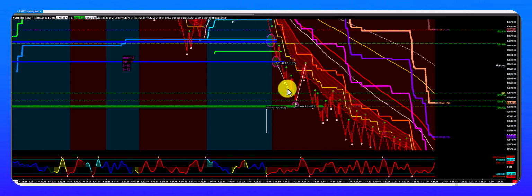Now, hopefully everybody in here is skilled enough to know that if you've got an entry here and it bounces up and it's coming against you and slicing down through you, you're not going to just sit there and watch it go 12 points against you. But for black and white rules, we're going to say you lost 30 points on that.